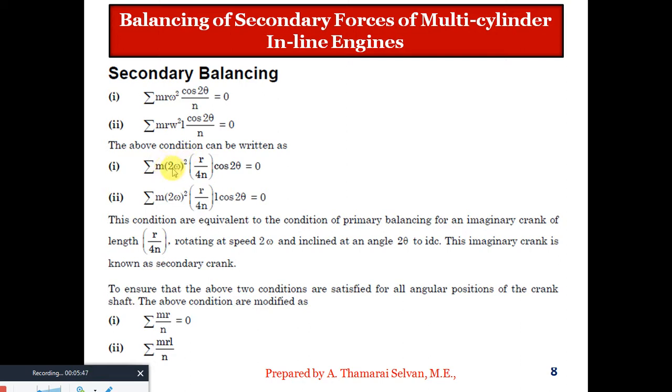So what happens? 2 omega whole square, so we will get 4. That 4 has to be divided again, so that both the equations would be similar. Similarly here omega is replaced by 2 omega, and we have to multiply n by 4. And this condition is equivalent to the condition of the primary balancing of an imaginary crank of length r by 4n. So as I already told you, the secondary is nothing but the imaginary crank. This imaginary crank is known as the secondary crank.